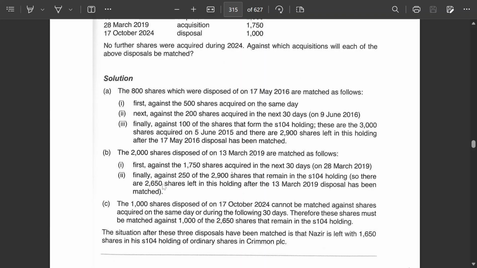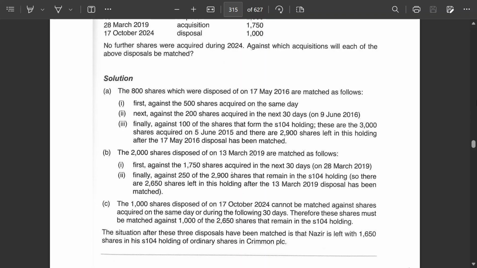So 1,000 shares again. The 104 holding will become 2650 minus 1,000, which is 1650. There you see that. So what is left in the 104 holding is 1650, because we have adjusted 1,000 shares out of the 2650 left in the holding.